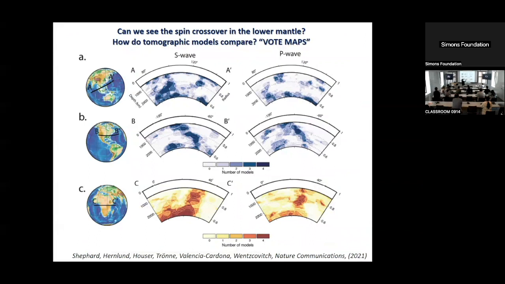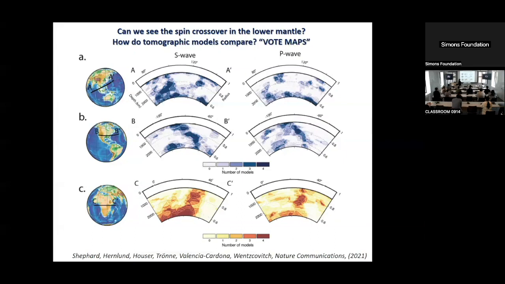In the P wave models, you see the image fades. This has to do with the smaller heterogeneities, or disagreement between the maps. If the velocity heterogeneities are very small, the models disagree more. But this is consistent with the kind of expectation we have as an effect of the spin transition. And this is not one model, these are four S models and four P models.